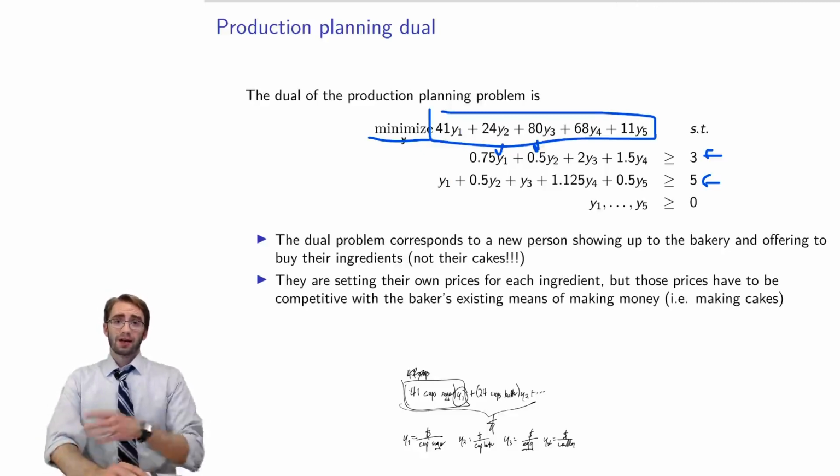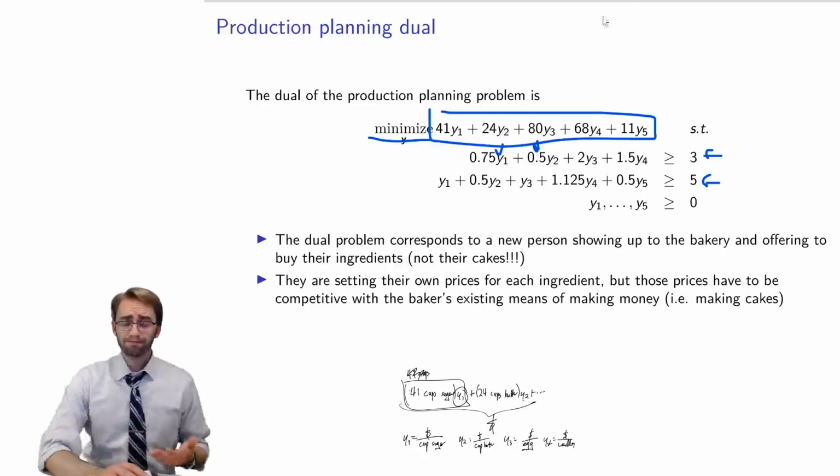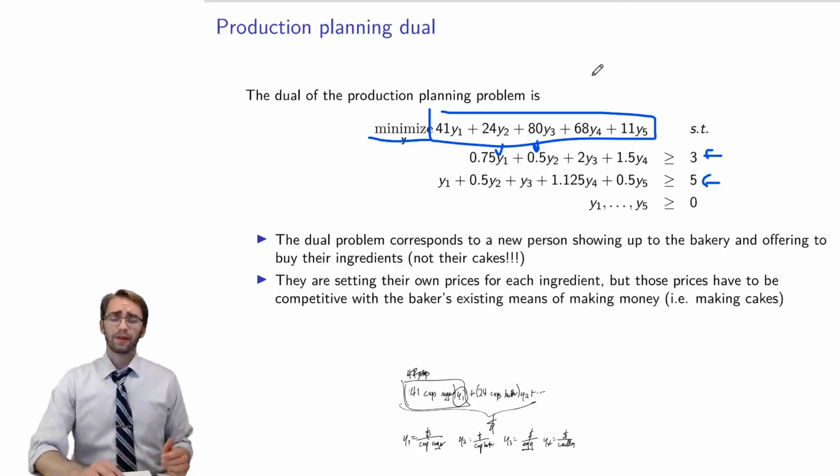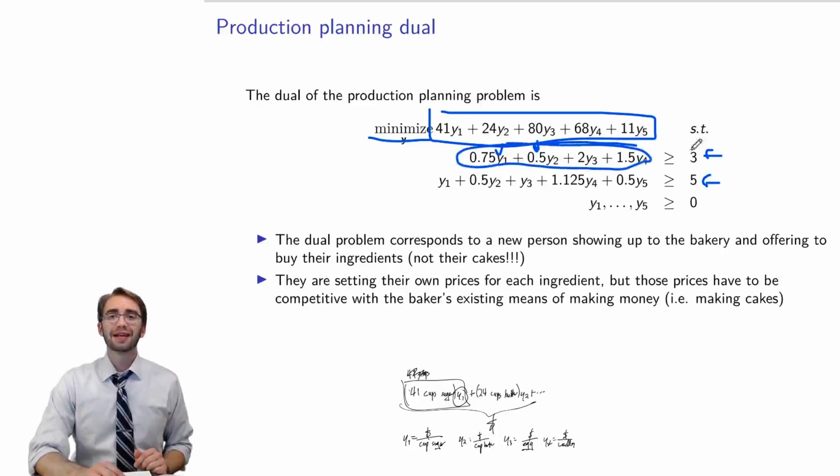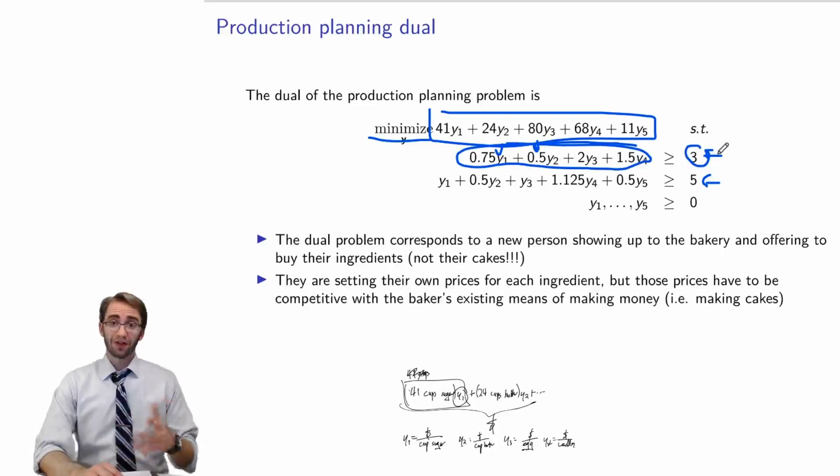But that offer has to be competitive with whatever the value is that the baker could get by making the cakes they already do. And that's what these constraints represent. Each of these constraints says whatever the value is of the ingredients in a vanilla cake, it has to be at least as much as what the baker could get for a vanilla cake.